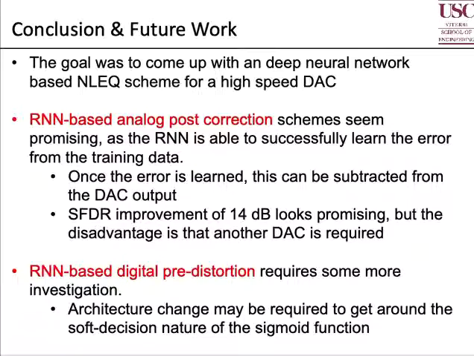But just to conclude, the goal is to come up with a deep neural network-based NLEQ scheme for a high-speed DAC. We looked at two methods. One is RNN-based analog post-correction, which seems promising since we can successfully learn the error from the training data. We get a 14 dB improvement in SFDR. However, the disadvantage is that another DAC is required, which is not very area or power efficient. So we looked at digital pre-distortion, which obviously requires some more investigation. Perhaps an architecture change may be required to get around the soft decision nature of the sigmoid function. And that concludes everything.